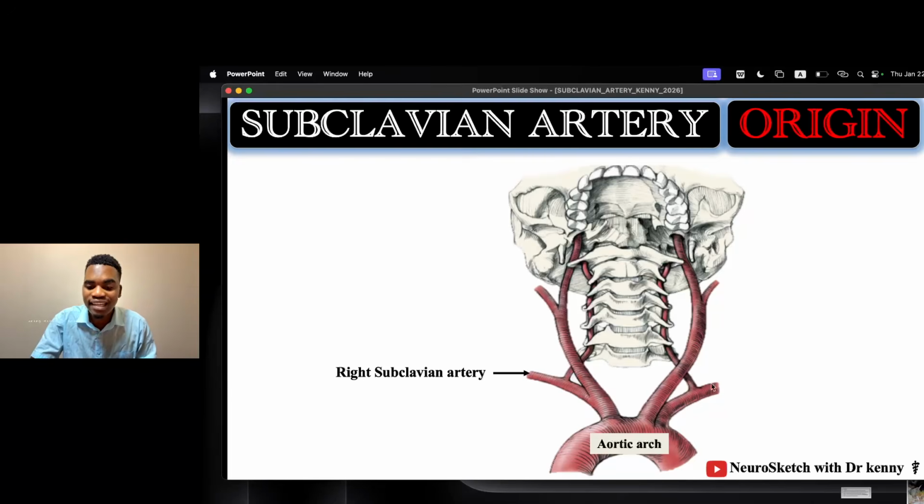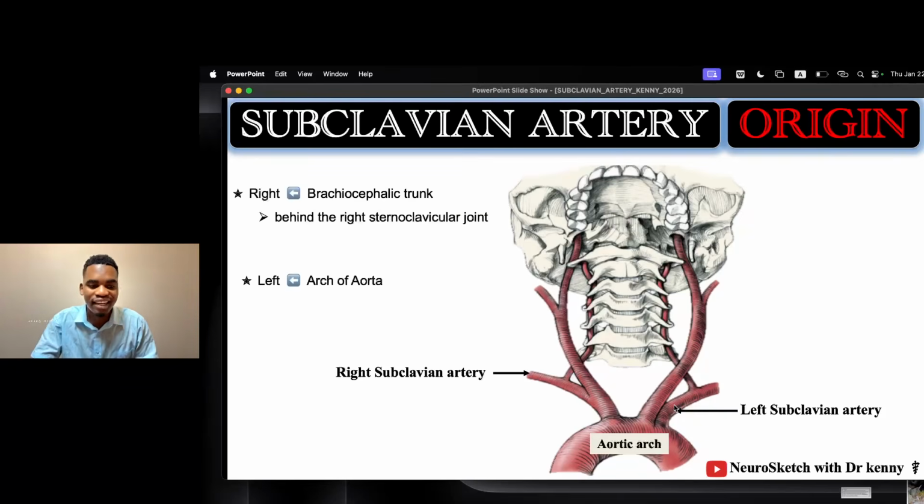But on the left side, the left subclavian artery is coming directly from aortic arch, from arch of aorta. So the arch of aorta is giving the brachiocephalic artery, the left common carotid artery and the left subclavian artery. But the right subclavian artery is coming from the brachiocephalic trunk, and where exactly? Just behind the right sternocostal joint is where we have branching of the right subclavian artery from the brachiocephalic trunk.